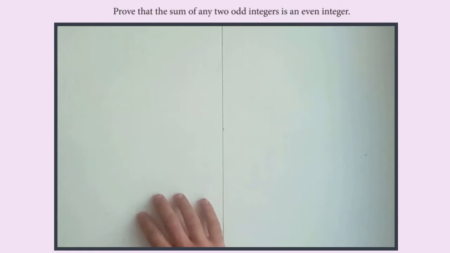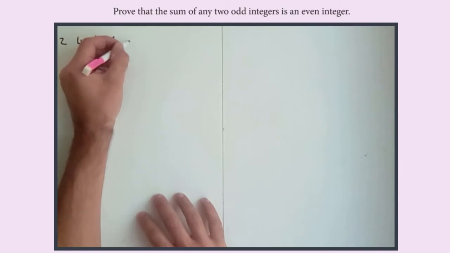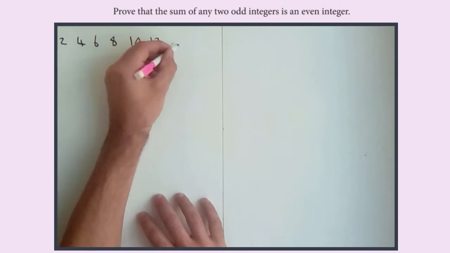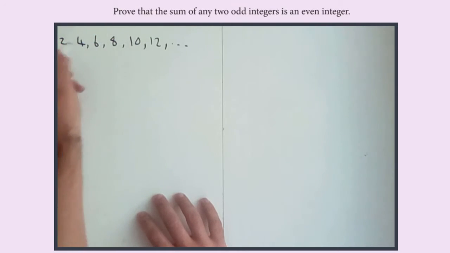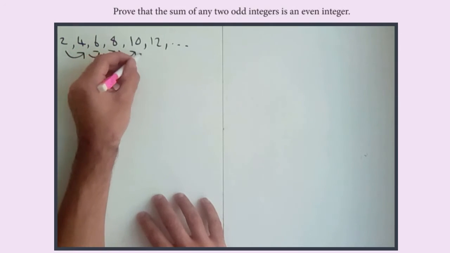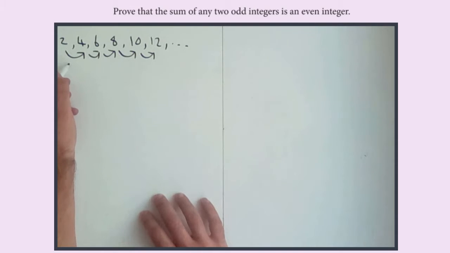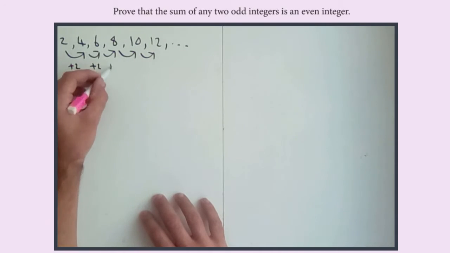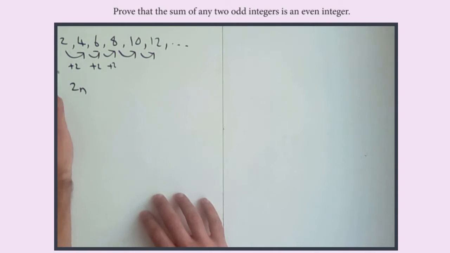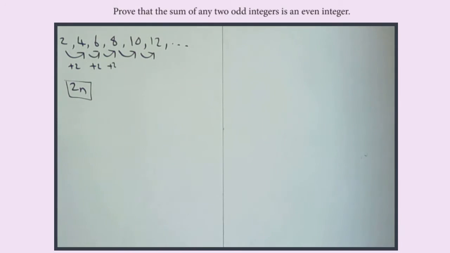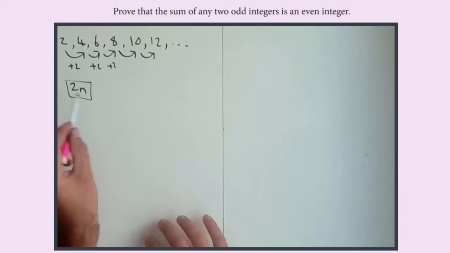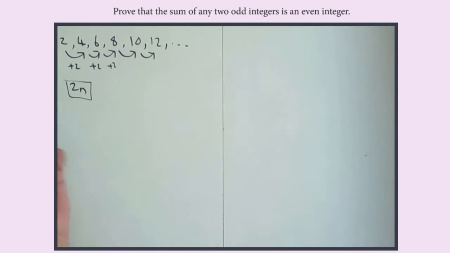way. If you just think about what the even numbers look like, so the even numbers look like this: 2, 4, 6, 8, 10, 12, and so on, right? And if you know a little bit about sequences, you know that the nth term of this is plus 2 plus 2 plus 2, which means it's got a 2n, and it's just 2n, right? So if you're asked for any even integer, you might call it 2n or 2k or 2 something, where the something is an integer.